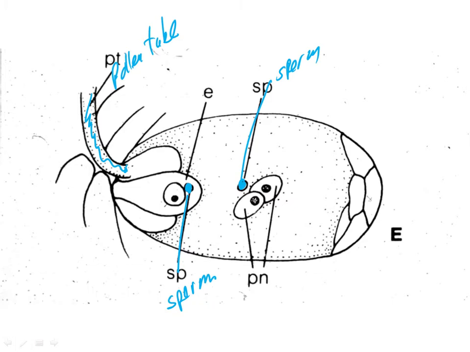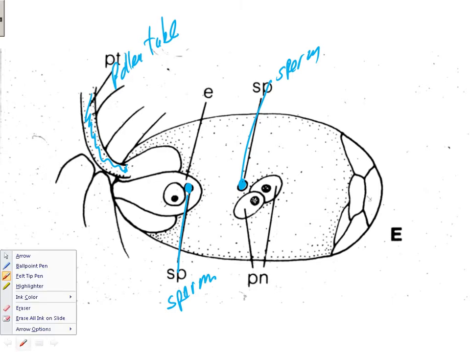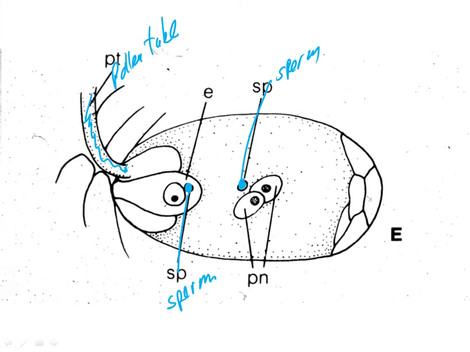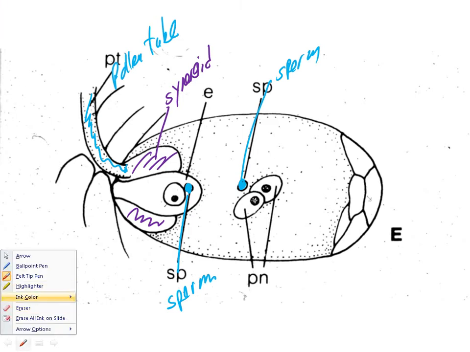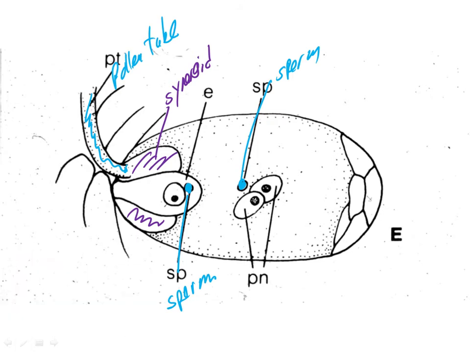Here's a synergid. Should be using purple. And you can see the pollen tube is growing into the synergid, and it has then delivered the two sperm nuclei, one to the egg and one to that central cell.